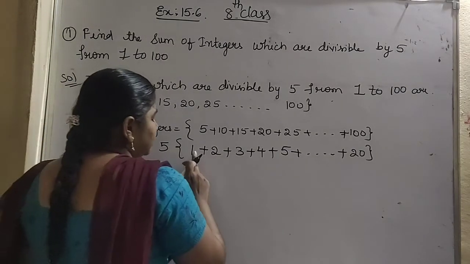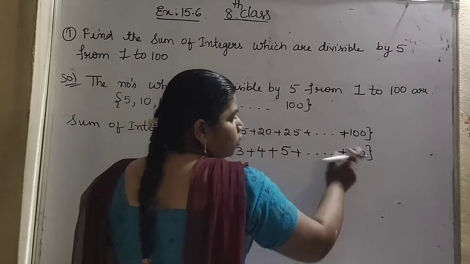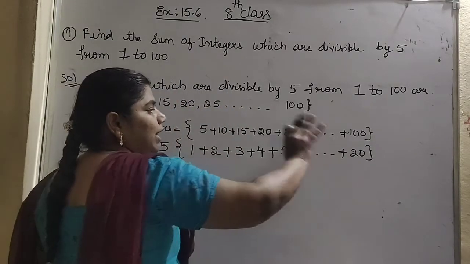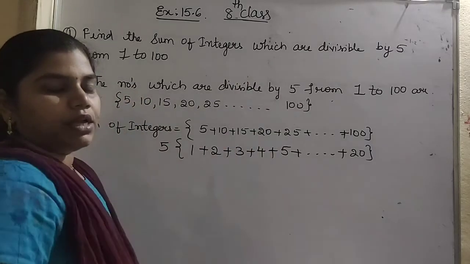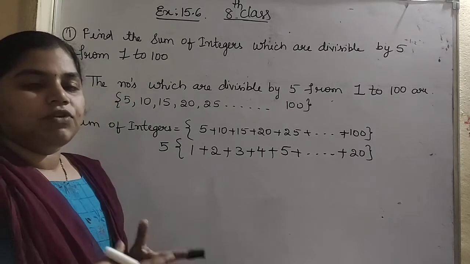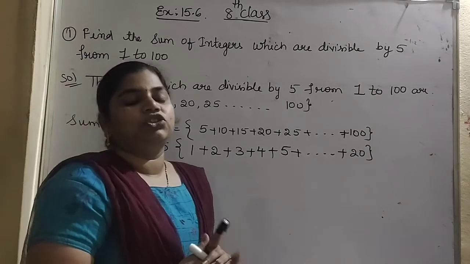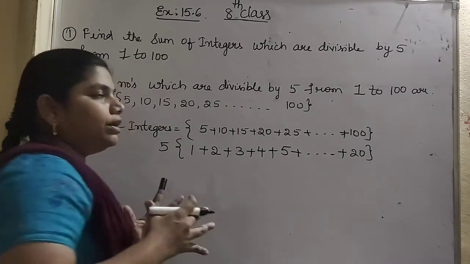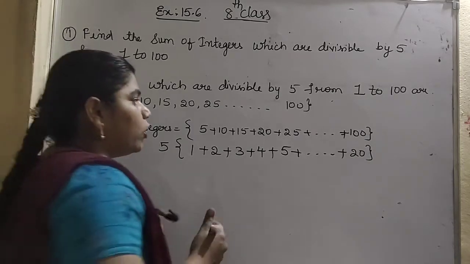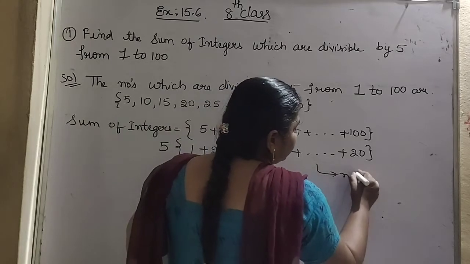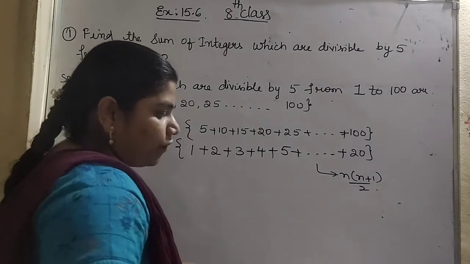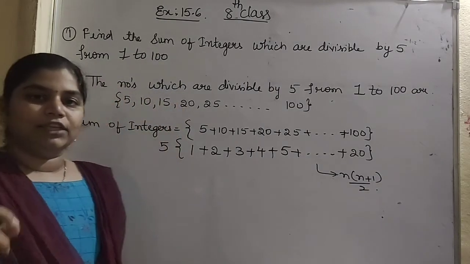So if you see this, 1, 2, 3, 4, 5 and so on up to 20 are natural numbers, and we are adding all the natural numbers from 1 to 20. So what is the formula for the sum of natural numbers? The sum of first n natural numbers is n into n plus 1 by 2.